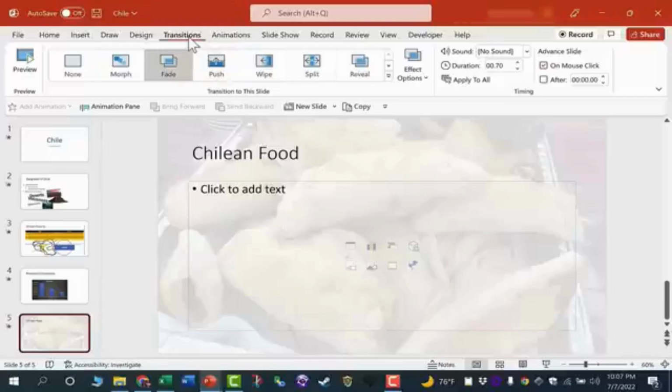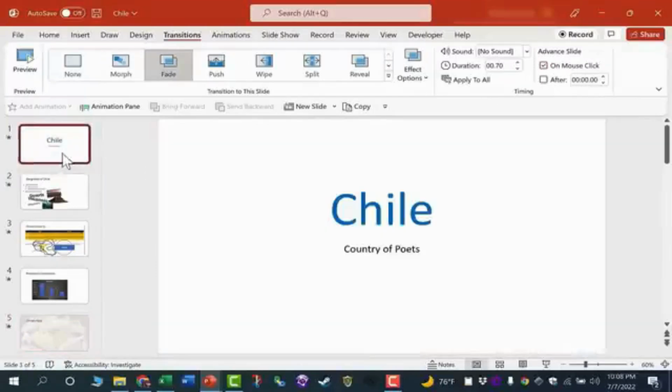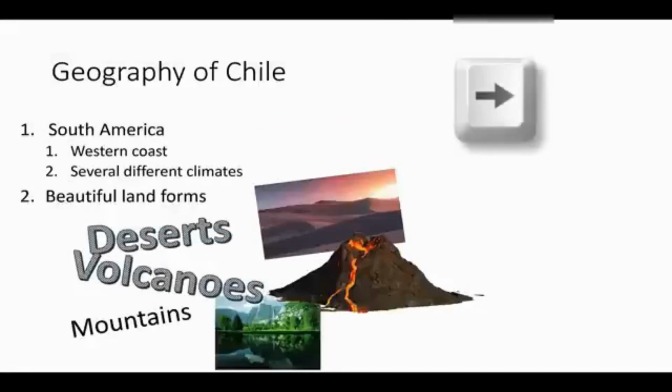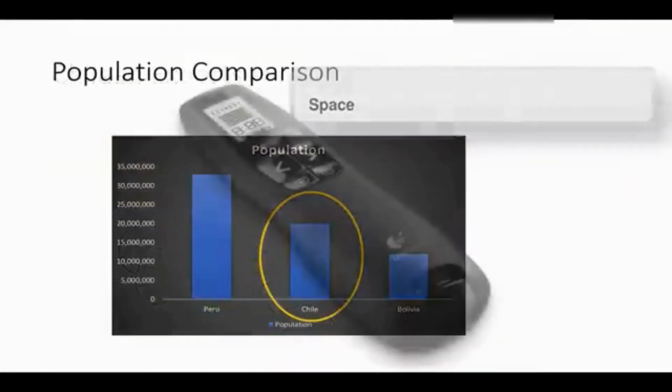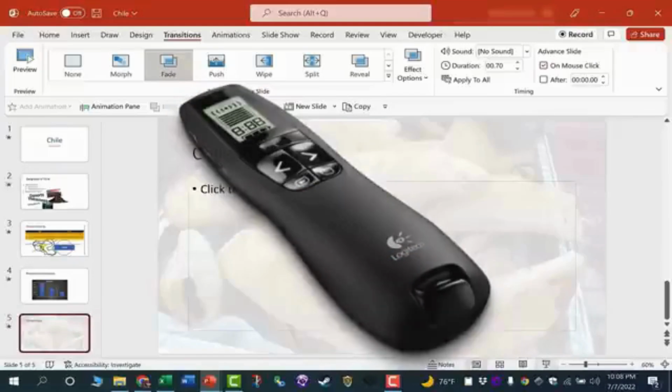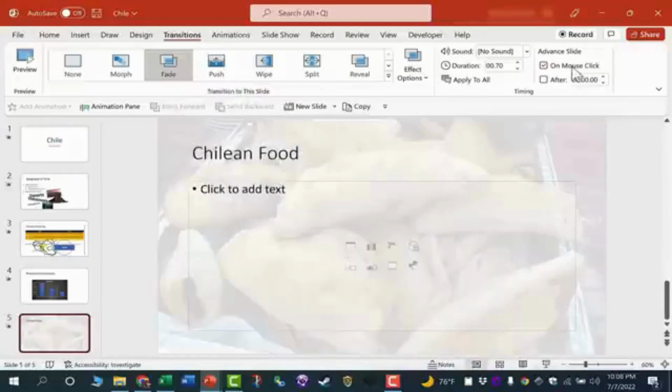Now, another option that we have that's here on the Transitions ribbon is Advance Slide. By default, the on-mouse click option is selected, and that's good. What that means is, anytime I want to transition from slide 1 to slide 2, all I have to do is click the mouse button, or if I want to, I can use the right arrow or the space bar. All of those methods, or even a presentation remote, will advance the slides. And I'm going to leave it that way. I think it's a good idea to leave that checked.